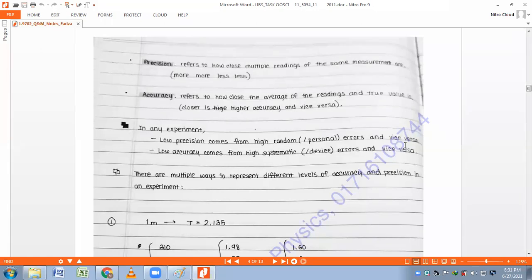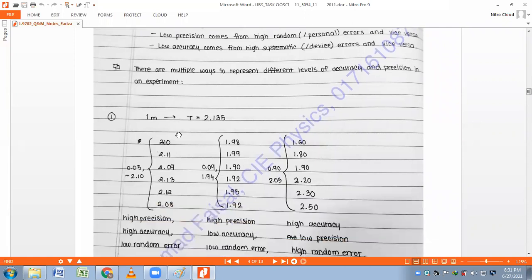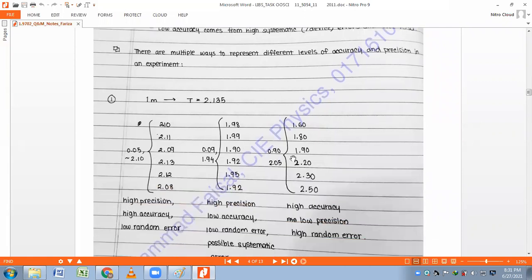And for the systematic error, less systematic error means a more accurate reading, and more systematic error means a less accurate reading, so far away distance from the true value. Here we have some examples. There are multiple ways to represent different levels of accuracy and precision in an experiment. So let's say here I have shown you some values.